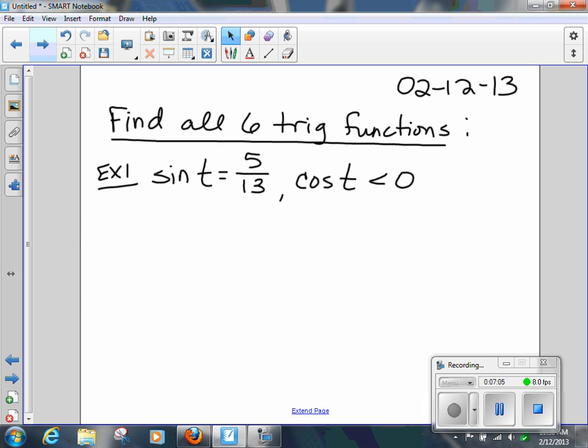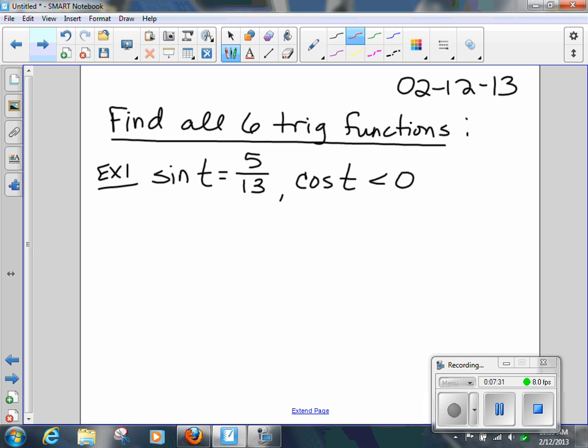Now, what's this telling me? What do I have to know? If I can find all 6 trig functions, right? I can find sine and its inverse, and I can find cosine and its inverse, and I can find tangent and its inverse. But folks, this information that we're given gives us certain information. Look at the information you're given.